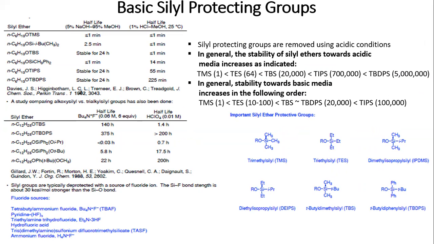But the stability, again, depends on the type of group. And you can see here where it says TMS, the general stability of silyl ethers towards acidic media increases like so. TMS is the weakest silyl protecting group, the easiest to remove. You go to TES, you can see it's 64 times more stable, or less easy to remove. And then you go to TBS, it's 20,000 times harder to remove, and so on and so forth. So depending on what your goal is and how robust you need that group to be, that's going to determine which one of those groups you pick to protect your alcohol.